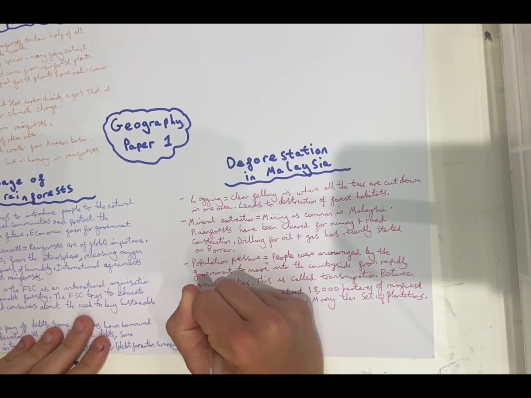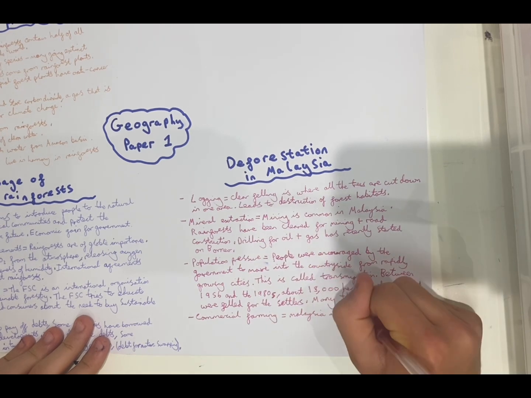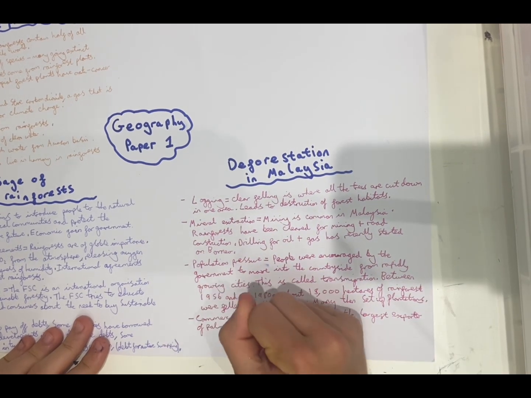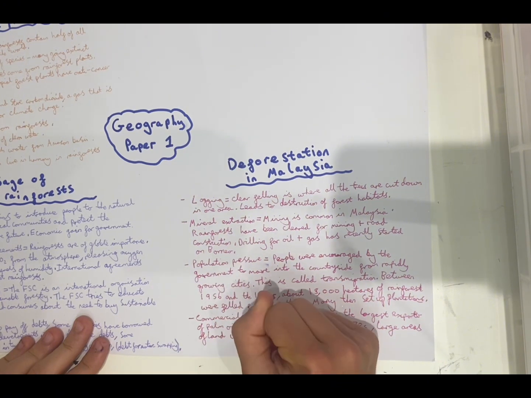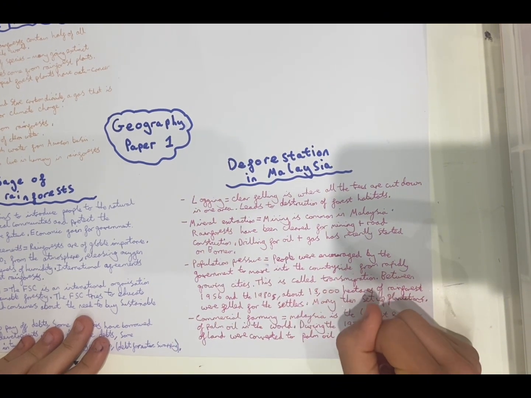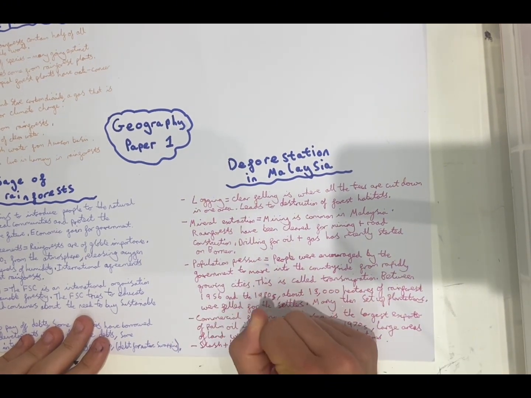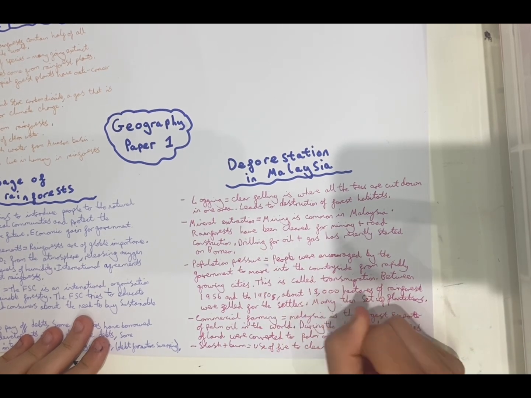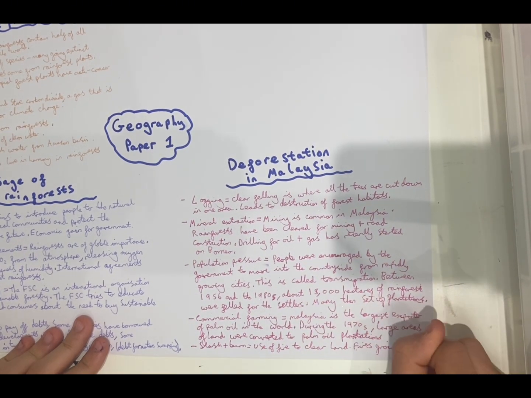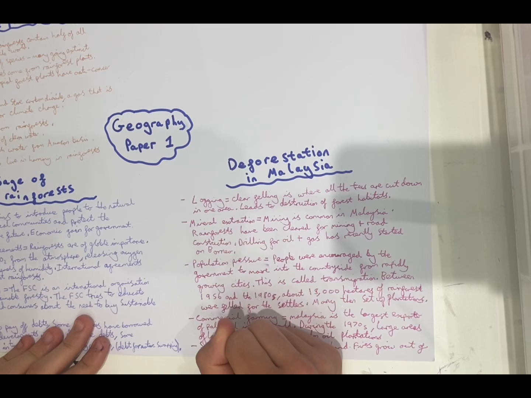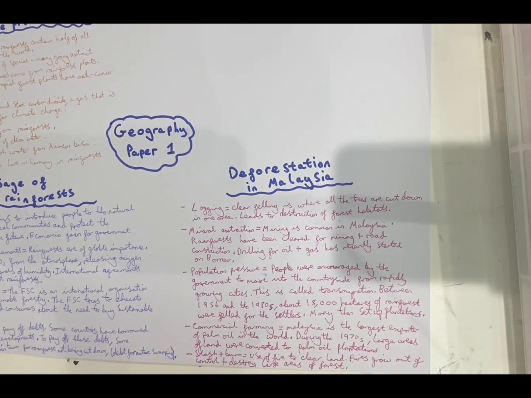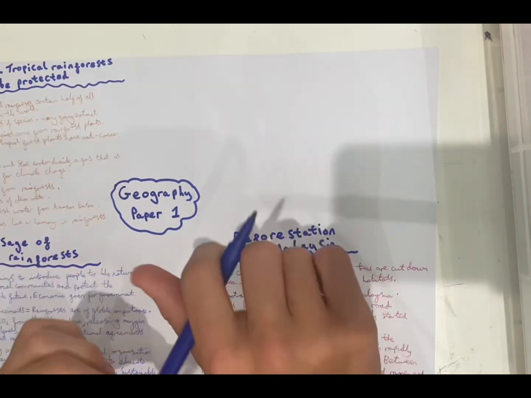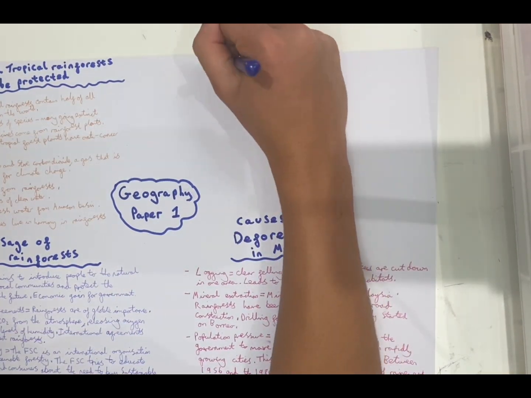The next point is commercial farming. So Malaysia is the largest exporter of palm oil in the world. During the 1970s, large areas of land were converted to palm oil plantations. And then the last part is slash and burn, which is a method of cutting down trees where they used fire to clear land. Fires could grow out of control and destroy large areas of forest, which can also be very harmful to these ecosystems.